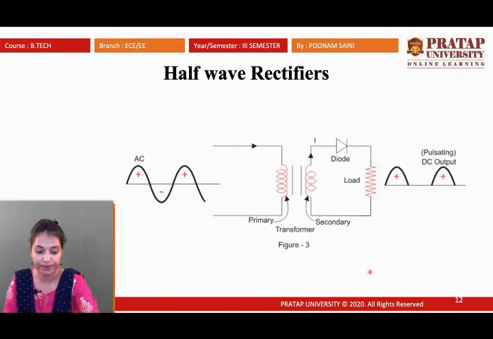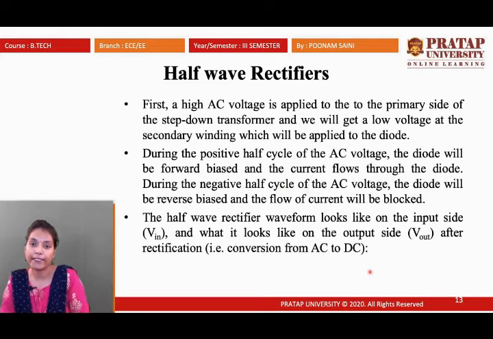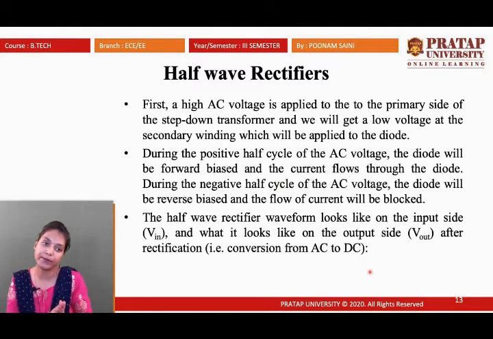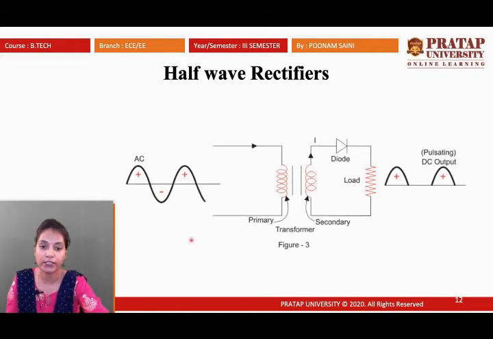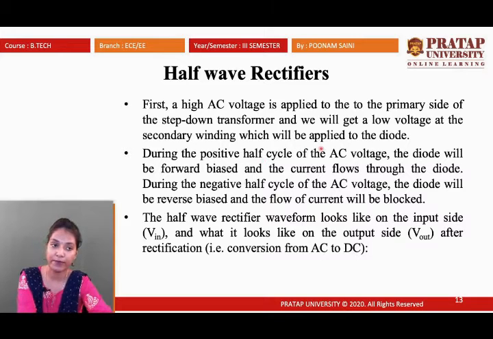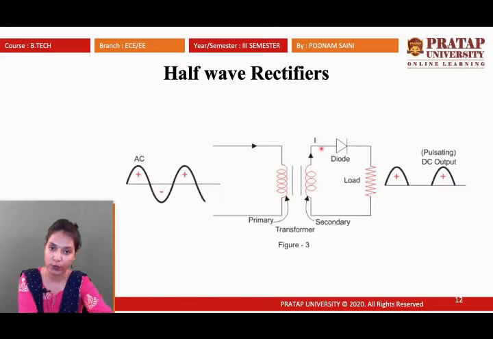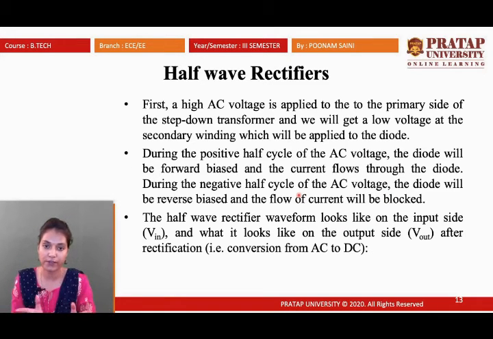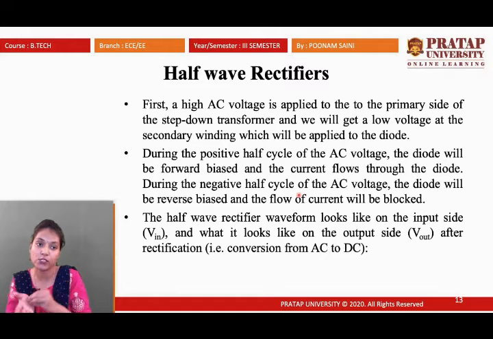First, a high AC voltage is supplied to the primary side of the step down transformer. The high voltage is at the primary winding of the transformer, and we get a low voltage at the secondary winding of the transformer. This low voltage is going to be applied at the diode.